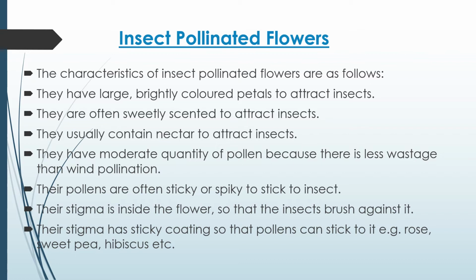Some of the characteristics that you need to remember are that they have large, brightly colored petals. The petals of the flowers are large in size and they are very colorful. They have nectar inside them. They have a sweet scent to attract insects, and they have a moderate quantity of pollen. Their pollen is sticky and the stigma is inside the flower so that the insect will rub against it to get the pollen on its body. These are the characteristics of insect pollinated flowers.